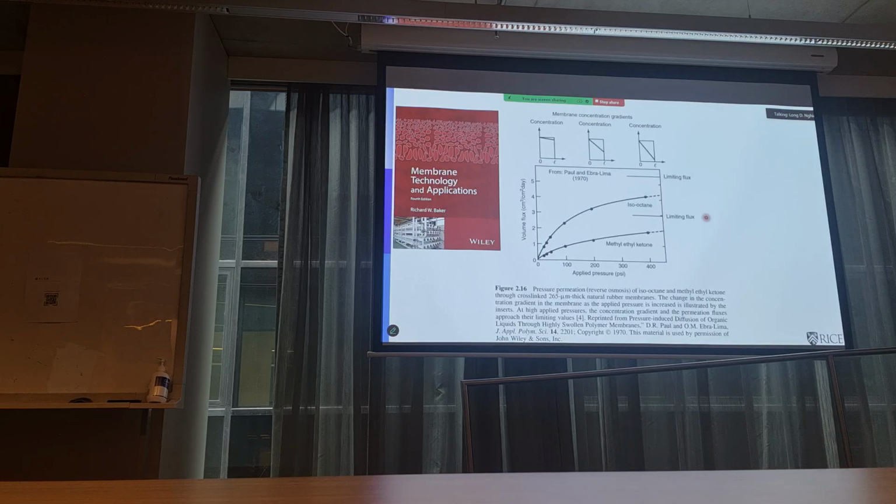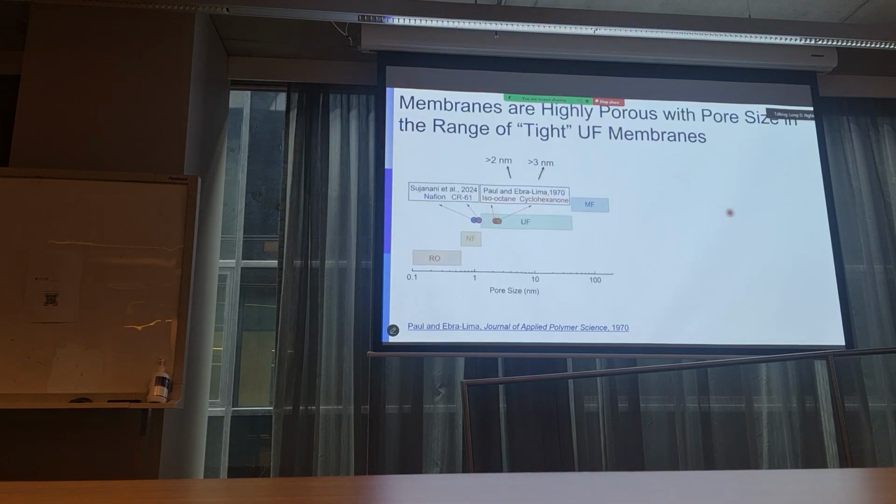So now let's analyze this data. Remember, this equation at very, very high pressure should eventually reach this value here. Let's analyze these membranes again. I'm getting toward the end now. The membranes are highly porous, with pore sizes in the range of tight UF membranes.